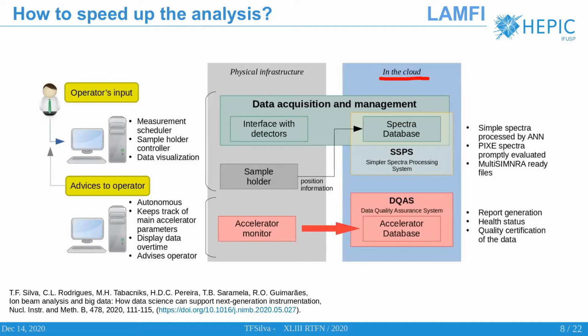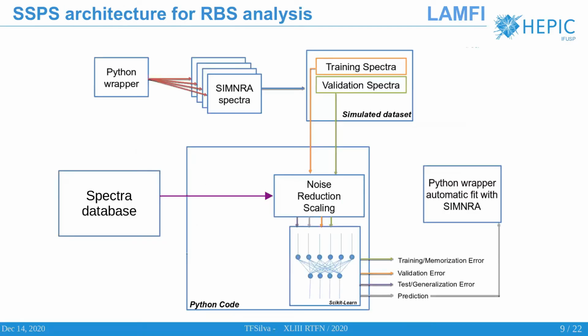And this is the main reason for us to participate in this collaboration, because we are interested in speeding up the process of data analysis of ion beam analysis. So this is the basic architecture of this SSPS system. We have a Python wrapper that is multi-threading the simulation software to produce the training set based on simulation. It's a data set used for training the artificial neural network.